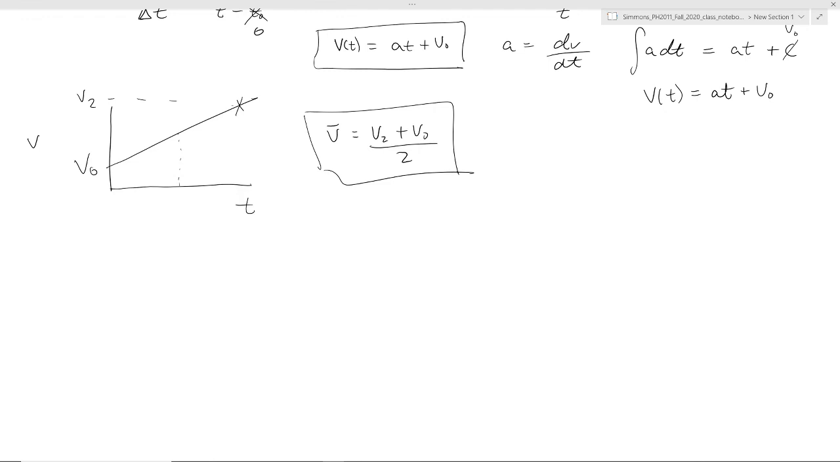Another one that's really useful is this one. So this is the position as a function of time.